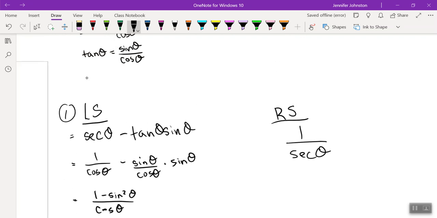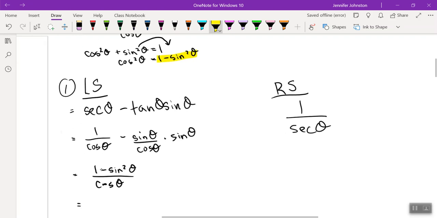That is a part of our Pythagorean identity. So that's cos squared theta plus sine squared theta is equal to 1. Or it could be like sine squared theta plus cosine squared theta. It doesn't matter where these two are placed within the formula. But we can see here, if we move the sine squared theta over to the other side, we get cos squared theta is equal to 1 minus sine squared theta. So anytime we see a 1 minus sine squared theta, we can write cos squared theta.